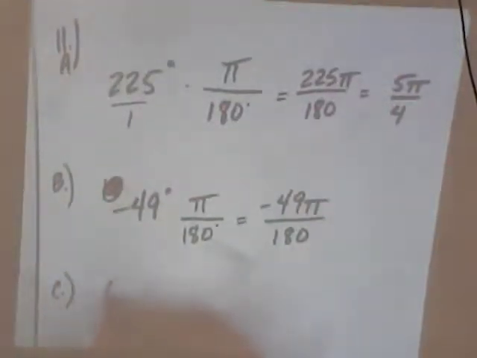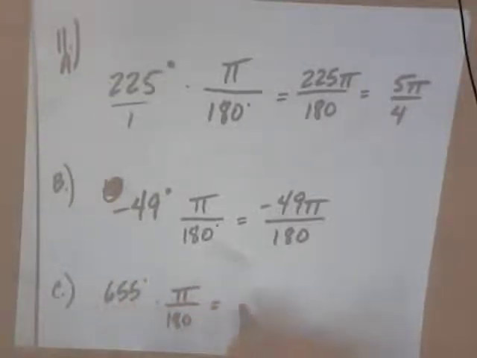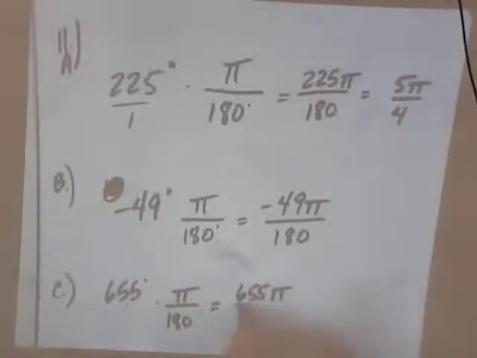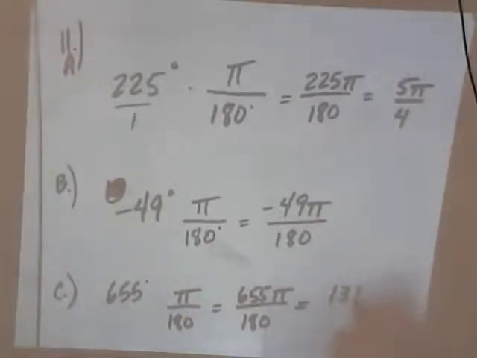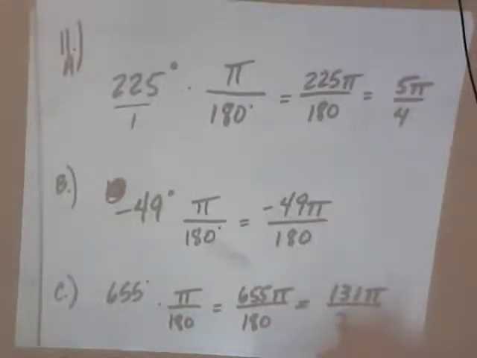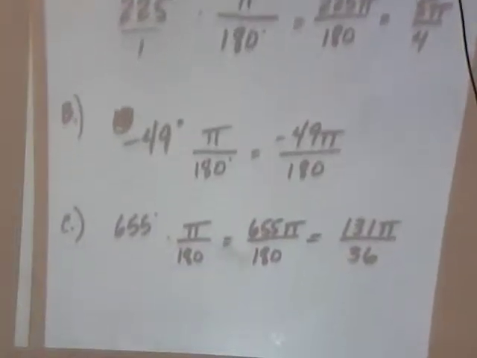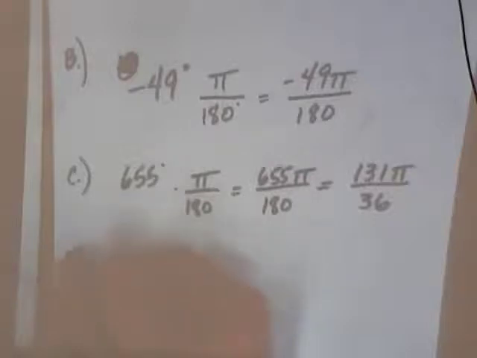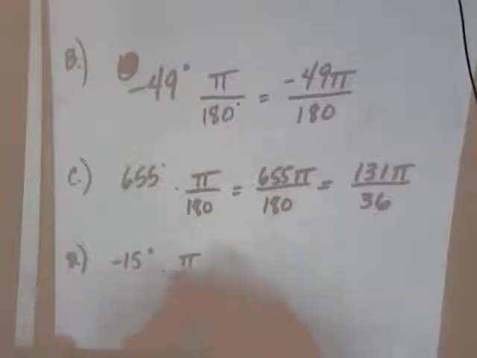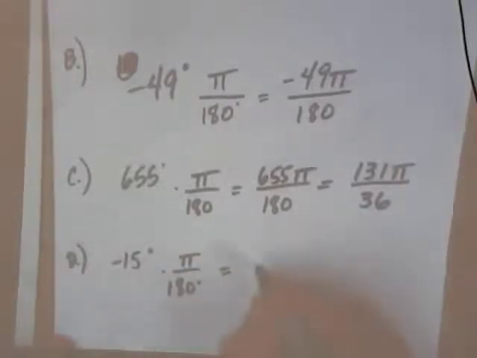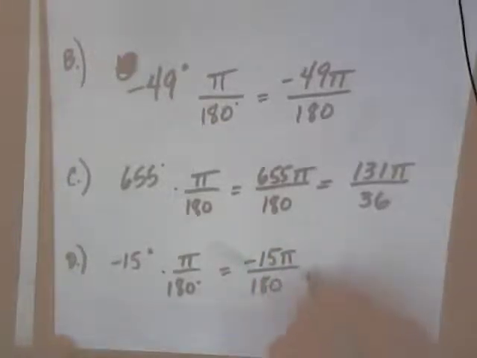C, 655 degrees, times pi over 180. 655 pi over 180 simplifies to 131 pi over 36. And D, negative 15 degrees times pi over 180 degrees. So that is negative 15 pi over 180, which simplifies to negative pi over 12.